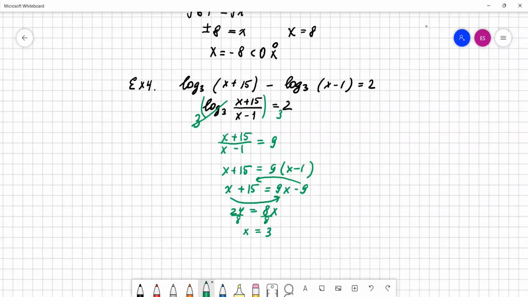That's my final answer. Just make sure that 3 is not turning the argument negative. 3 plus 15 is positive and 3 minus 1 is also positive. So everything is fine. That's all about logarithmic equations, and do your homework and practice with doing your homework.